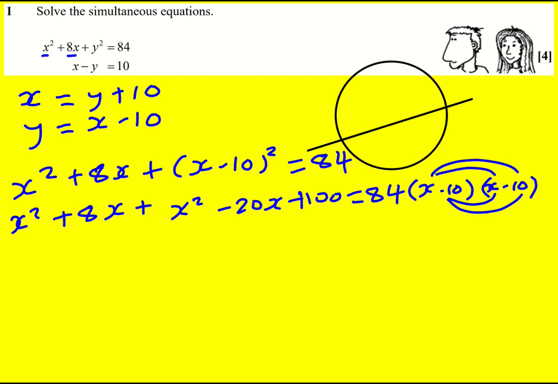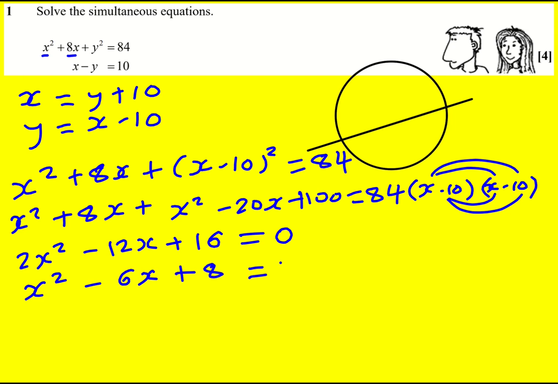Right, let's tidy this up. So it's going to become 2x squared. 8 minus 20 is minus 12. Of course, this is a calculator paper, but I'm going to try and do as much as I can without. And then I've got plus 100, and then I've got 84 on the other side. I think I'm minus it, so I've got plus 16, because ultimately we want to get this thing set equal to 0, because it's a quadratic, and that's how we solve them. I'm going to divide through by 2, x squared minus 6x plus 8 is equal to 0. And then it's a case of solving this.